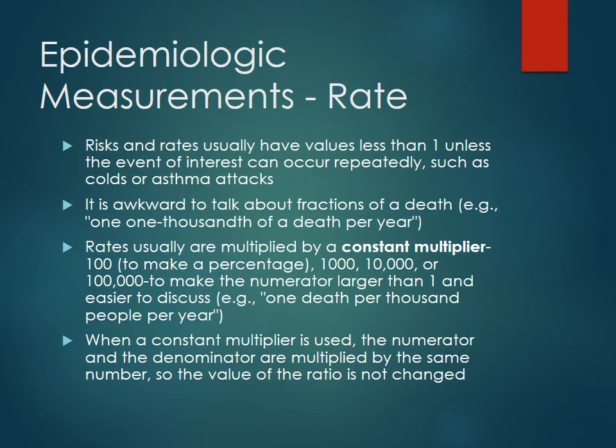to discuss. So say you had 1 death per 1,000 people per year. If you had 1,000 people looking over 1 year, you'd say you had 1 death during that time frame. That's easier for people to understand, to equivocate between different rates, than saying you had 0.001 people die, because that doesn't really make sense. So when a constant multiplier is being used, the numerator and the denominator are both being multiplied by the same number, so the value of the ratio doesn't change at all. That's why you frequently see the number of deaths that occurred. It doesn't change the ratio, but that's how it's frequently going to be reported in the literature.